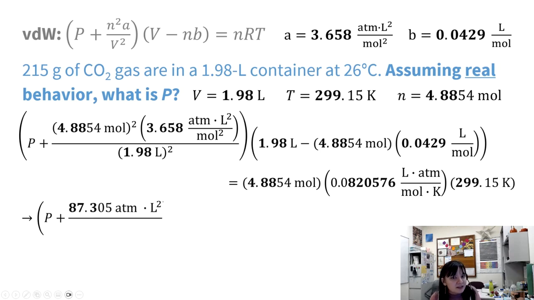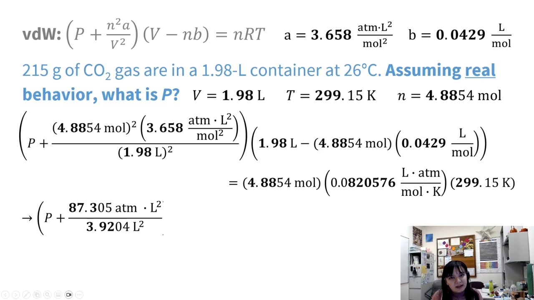87.305. Now the units that are left over here are going to be atmospheres liters squared. You can see how the moles squared would cancel out with the units that are within A, so those moles disappear. That leaves us just atmospheres liters squared as the numerator of this piece. The denominator is the volume squared, so 1.98 squared should be 3.92 liters squared. And so, again, just trying to piece through this bit by bit.